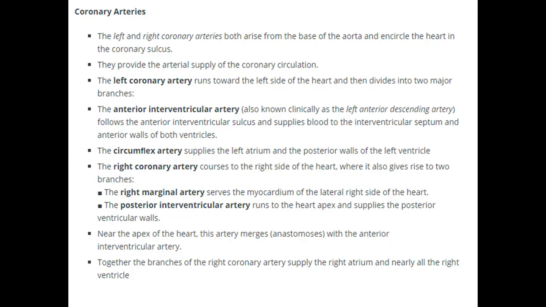Now, the left coronary artery runs towards the left side of the heart, which I showed you in the previous diagram, and then divides into two major branches. Now, what are the two major branches? They are the anterior interventricular artery, which is also known as the left anterior descending artery, LAD. Okay, and this LAD follows the anterior interventricular sulcus. So there is an interventricular sulcus. Between the two ventricles of the heart, there is a sulcus, like a gutter where the blood passes.